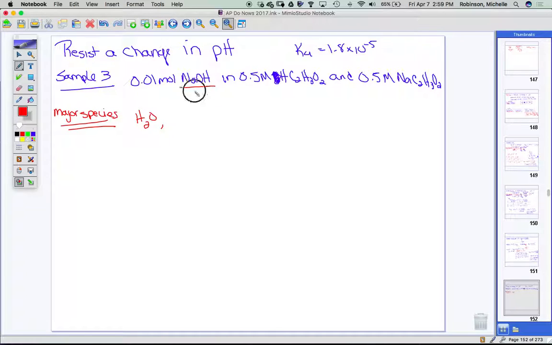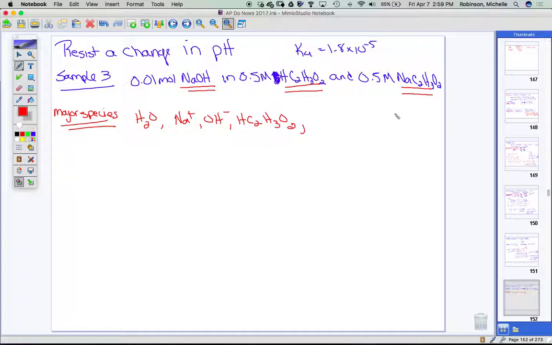All right, NaOH. What is it? Strong base. So how does it exist mainly? Na plus, OH minus. All right. Acetic acid. How does it mainly exist? It's a weak acid, so it mainly exists as its molecule, right?